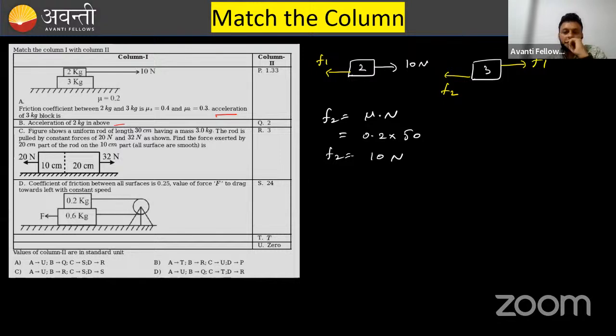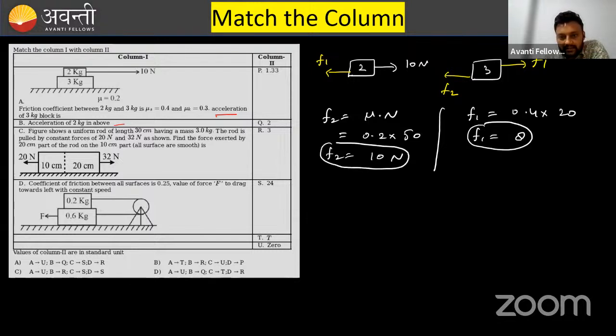This is the maximum value of F2 I am saying. What is the maximum value of F2? 10 Newton. Similarly, I will say what is the maximum value of F1. You will say again, F1 is mu into N. Maximum value I am saying, mu is 0.4 into normal reaction is 20. That means F1 is coming out to be 8. Now, can I say one thing? Maximum possible value of F1 is 8 and F2 is 10. That means 3 kg block will not move.